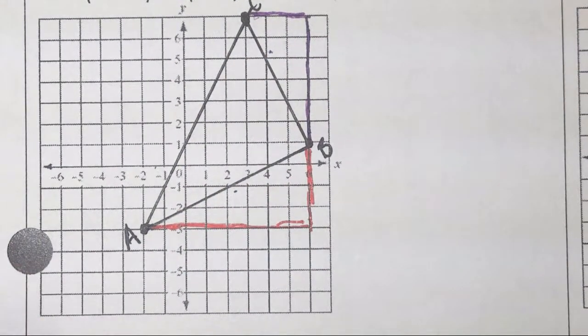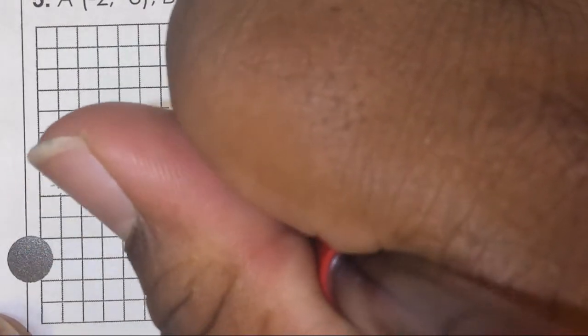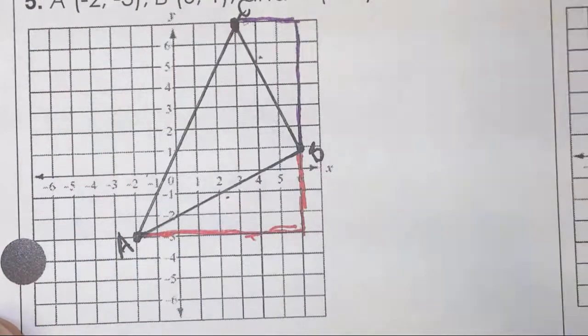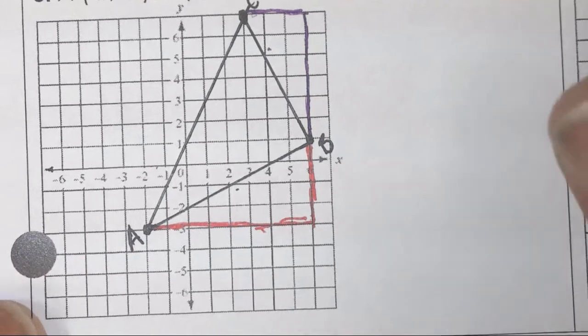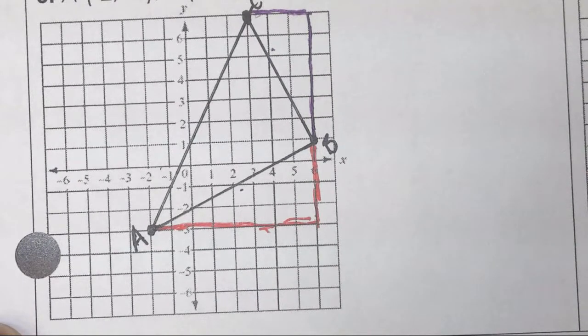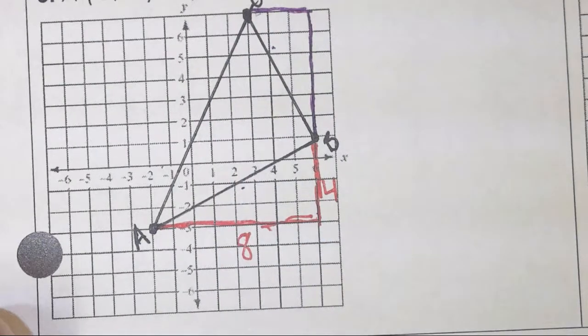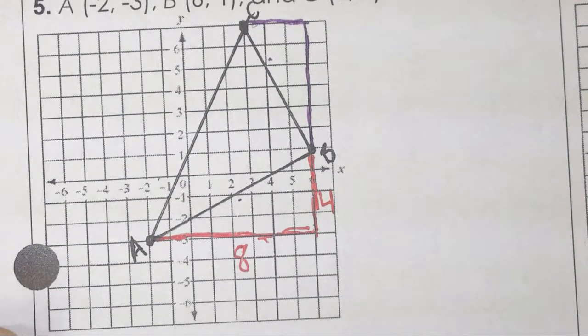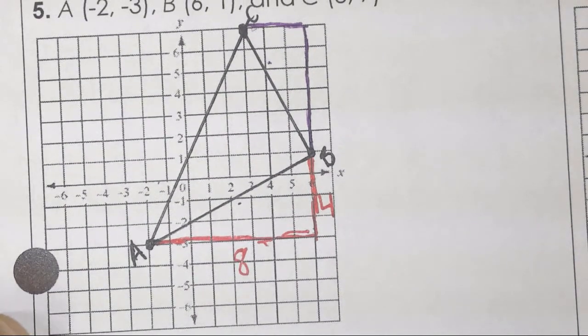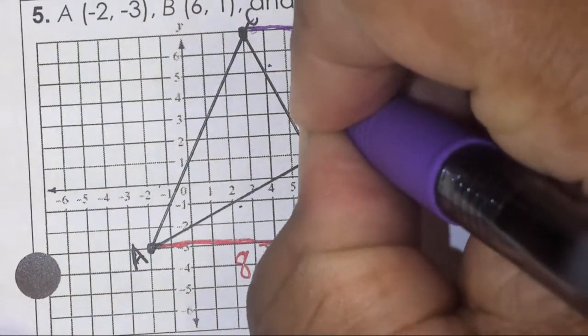I'm going to do AB first. Anybody counted that? Which one? No, I'm saying what's the 8 and 4? That's what you took. My bad. So 8 horizontally and 4 up. Okay. What's the count on BC? 6 and 3. Thank you.